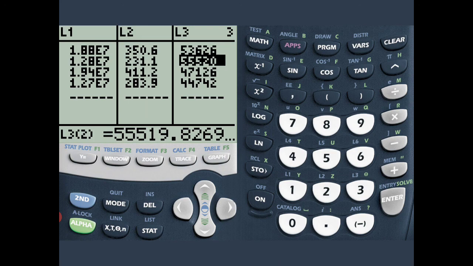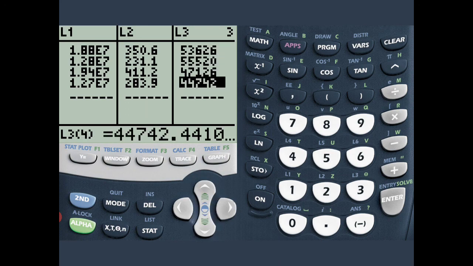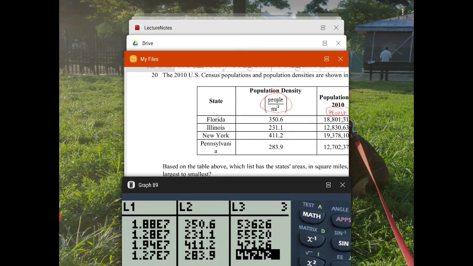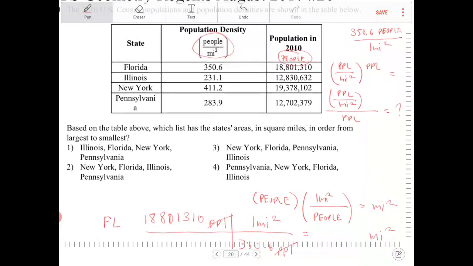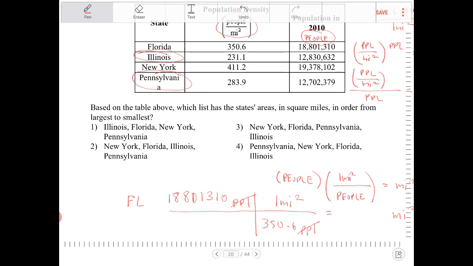Looking at this, I can see the state with the largest square mileage is the second one, and the one with the least is the last one. I need to rank things from largest to smallest. That would be Illinois is the largest, and then Pennsylvania would be the smallest. So which option is that? That would be option 1 then.